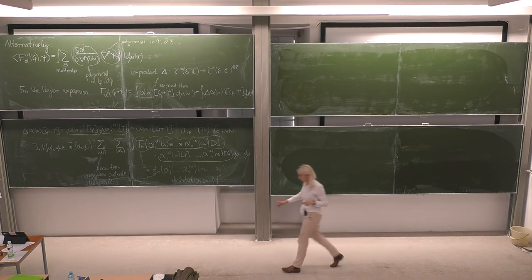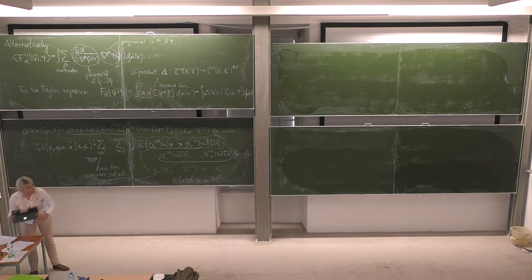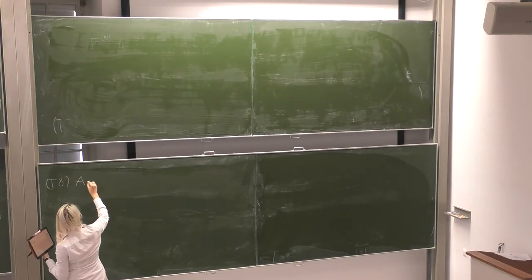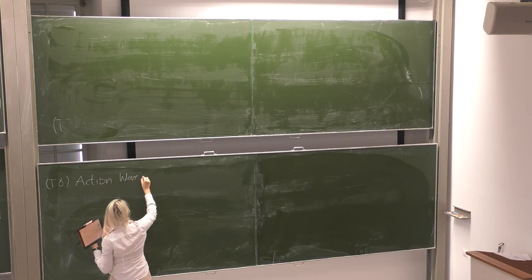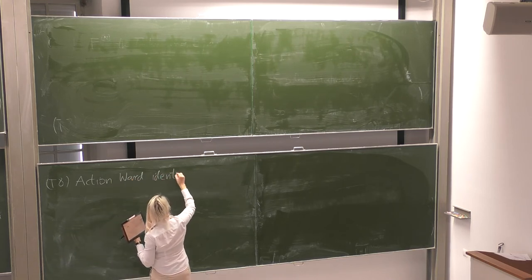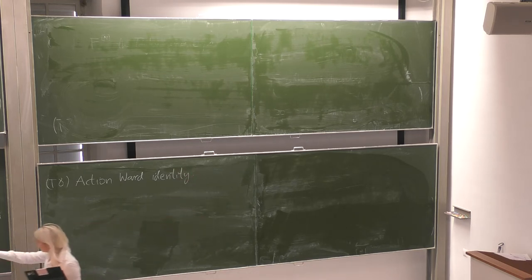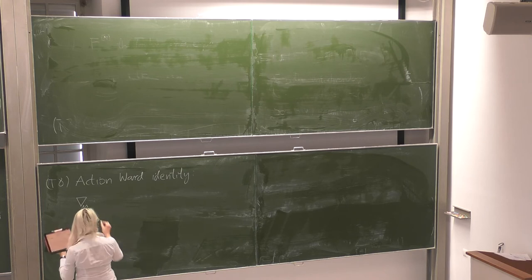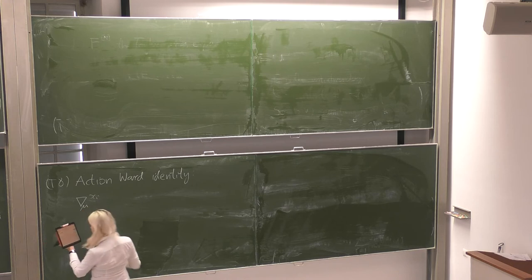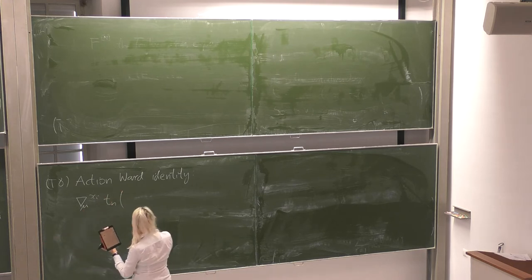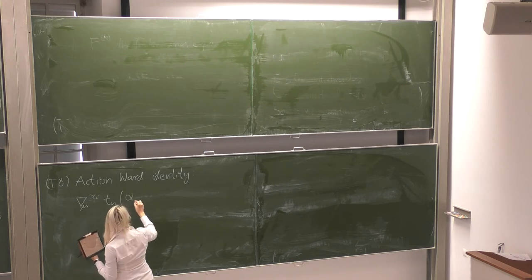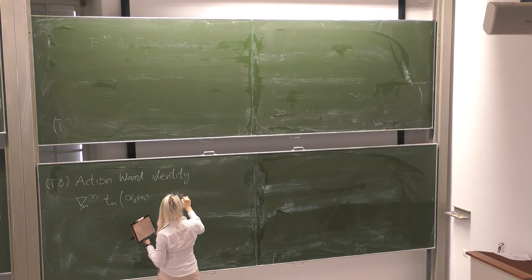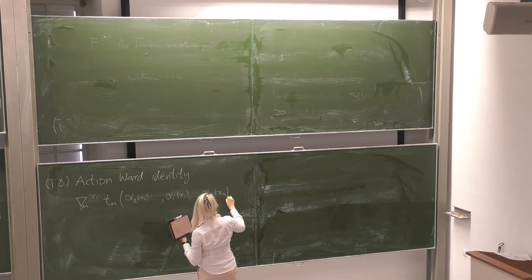So the last thing I want to require, which is now the eighth, which is called action word identity, which says that these little Tn's commute with derivatives. So the d mu, say, with respect to xi of Tn, let's put generic names to those, L1 of x1 to Li of xi to Ln of xn.